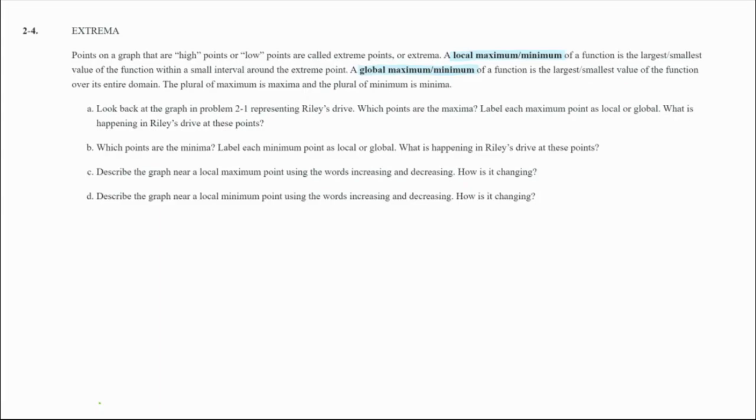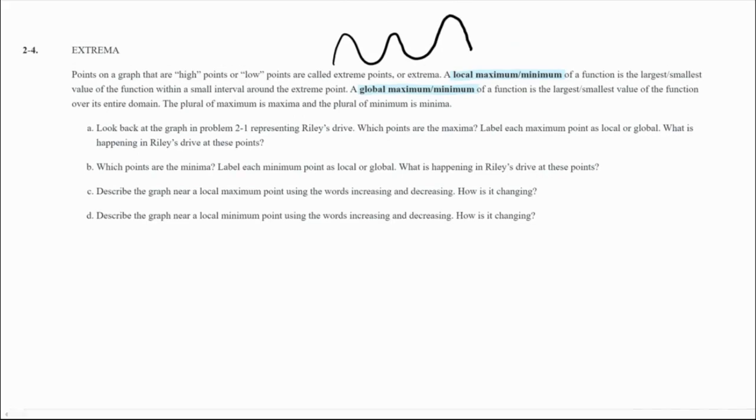But extrema, points on a graph that are high points or low points are called extreme points or extrema. A local maximum or minimum of a function is the largest or smallest value of the function within a small interval around an extreme point. Meaning if I have some sort of graph like this, then if I were to just focus on a small section between here and here, this is a local maximum because it's looking at that section.